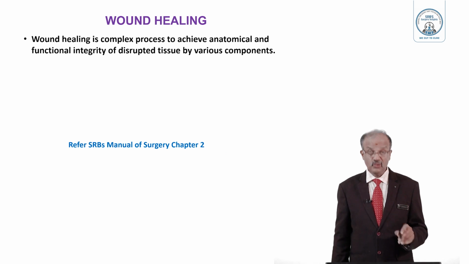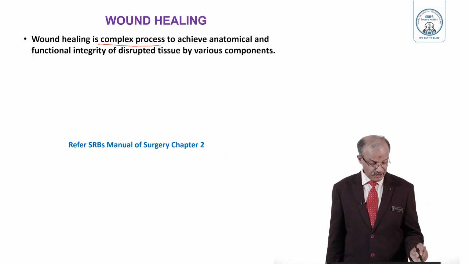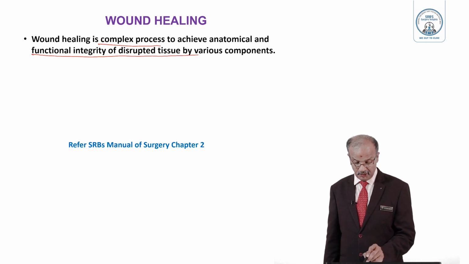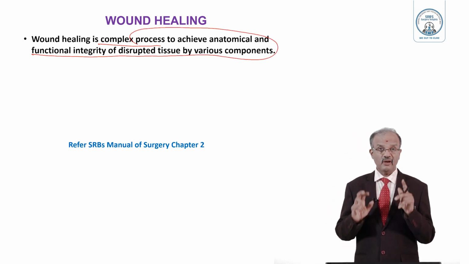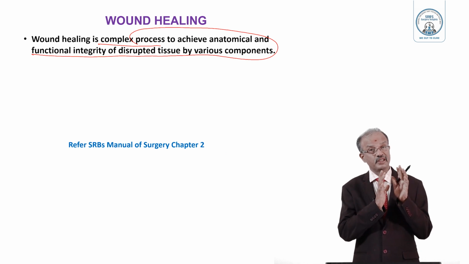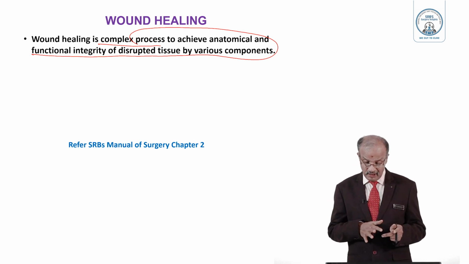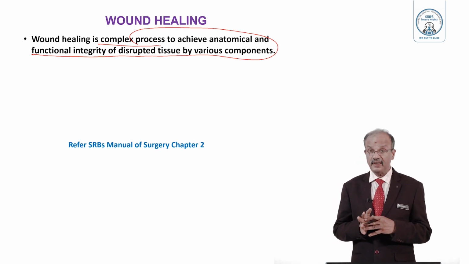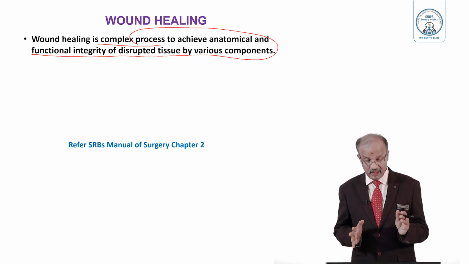Briefly, I will discuss. Wound healing is a complex process. It's a very complex process to achieve anatomical and functional integrity of disturbed tissue by its various components. So what are you going to achieve? Anatomical. I said it is a definition. Initially, I told in the beginning, a wound is defined as disruption of tissue structurally and functionally. So wound healing is a complex process achieving anatomical and functional integrity of disrupted tissue.